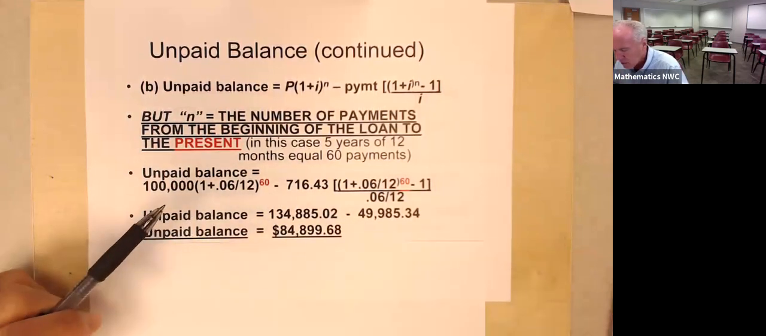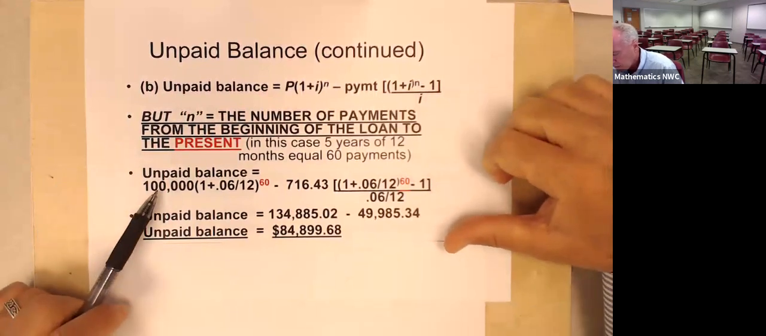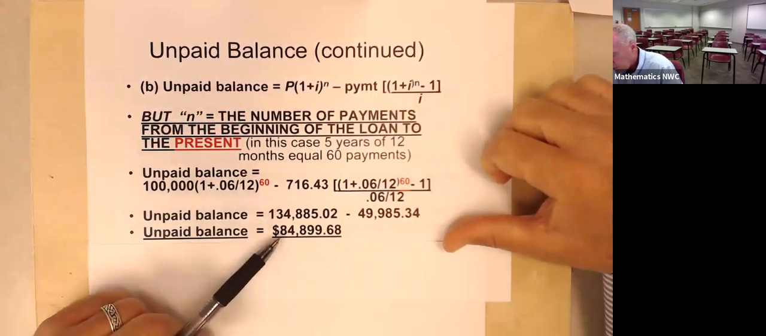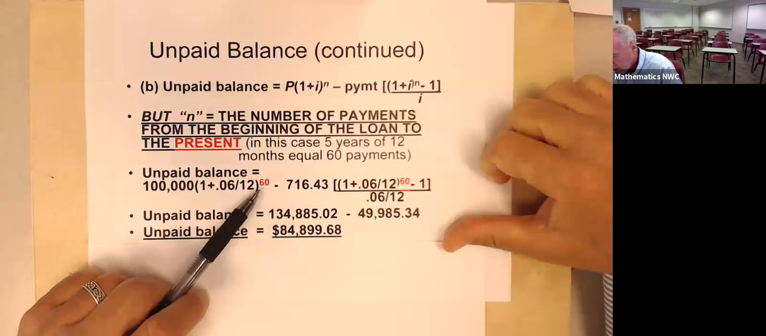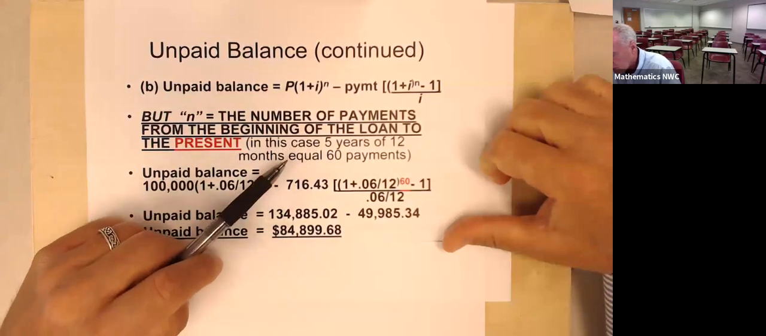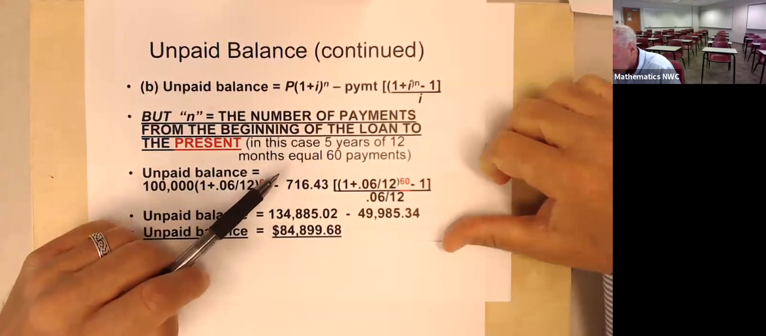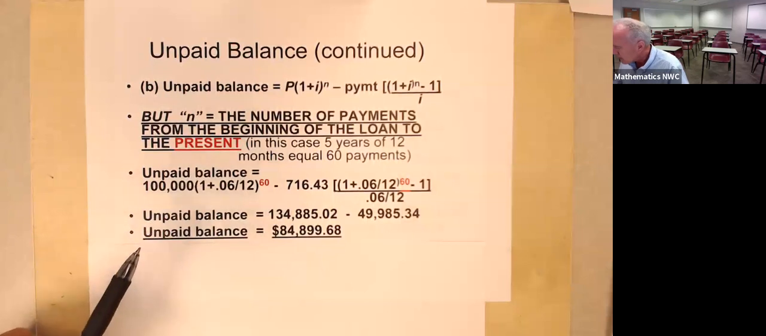That amount gives you your unpaid balance. So you had borrowed here $100,000, and after 5 years, you would still owe $84,899. That's still a large amount after 5 years. It's because most of those first payments, you remember, go toward interest. It doesn't reduce your principal that fast.